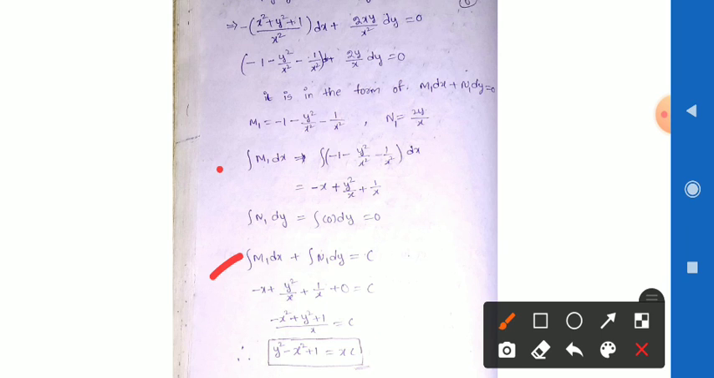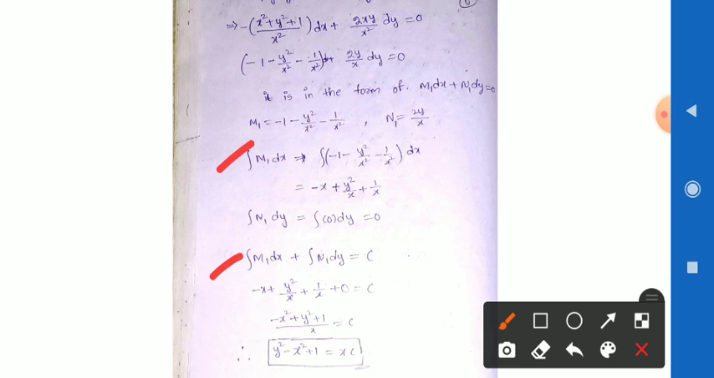For this formula, I integrate M1 dx, treating y as a constant: the integral of (−1 − y²/x² − 1/x²) dx. Integrating with respect to x, treating y as a constant, we get −x + y²/x + 1/x.